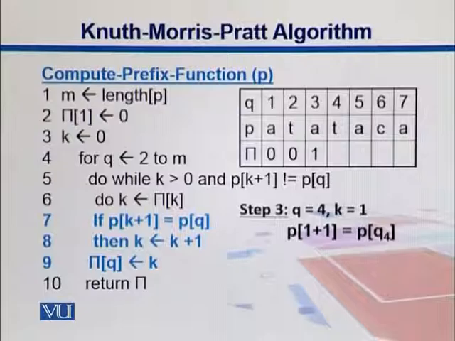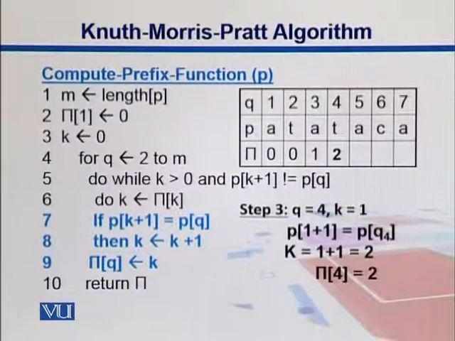That is, now K becomes 1 plus 1. It becomes 2. And we put that value of K as per this number 9 in pi of Q. So that goes to 2. So we put that 2 over there. Pi of 4 now is equal to 2. This 4 is coming from, in the table, this 4 represented with the row which is labeled as Q. So at the fourth position, we will put a value of 2.